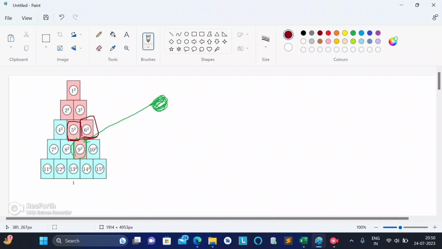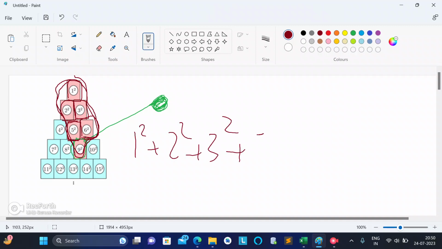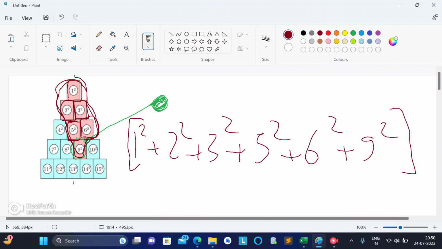They are in touch with 9 and they are above it, so they will get disturbed. And with 5 and 6 we can see that 2 and 3 are directly related and above, so 2 and 3 will get disturbed, and so on, 1 will get disturbed. So all the ones marked with the boundary fall down. So our answer will be 1 squared plus 2 squared plus 3 squared plus 5 squared plus 6 squared plus 9 squared. And we have to report this answer.